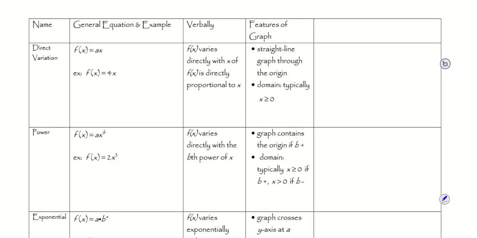That's our first 3. Let's look at 3 more. A direct variation function is actually a special type of linear function. It's of the form f of x equals ax. This is an example.